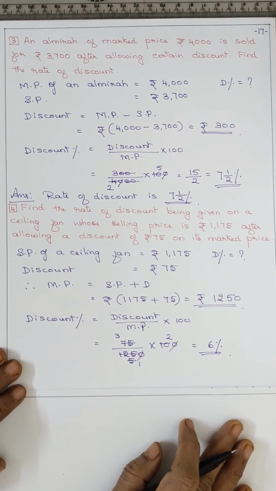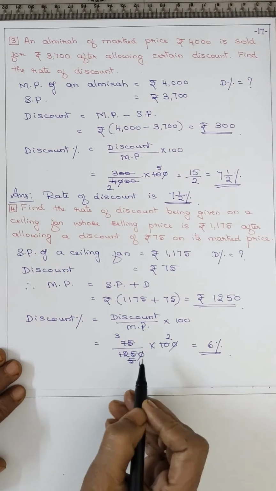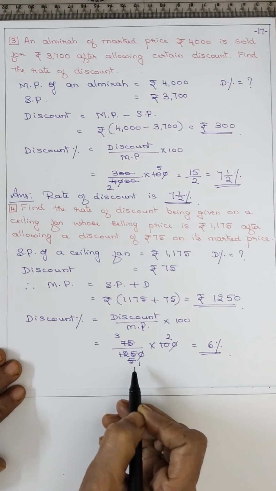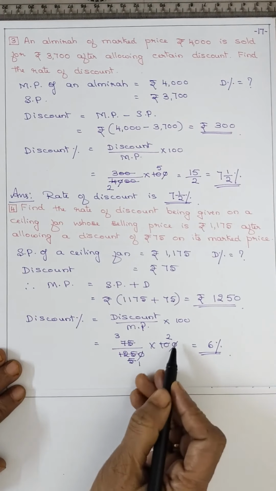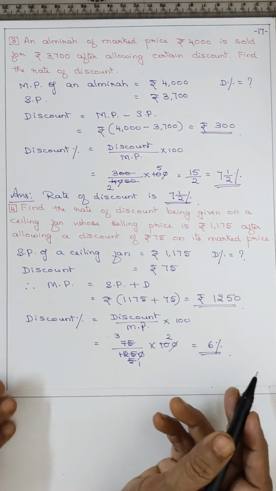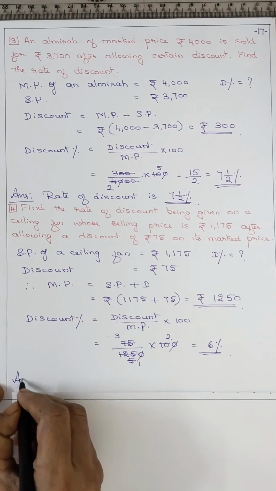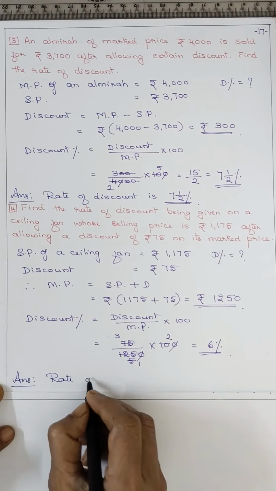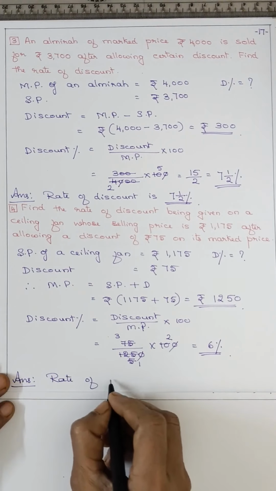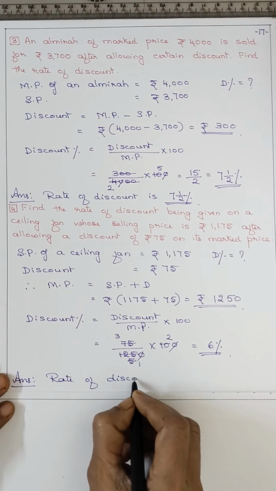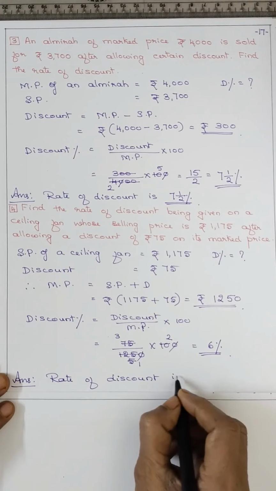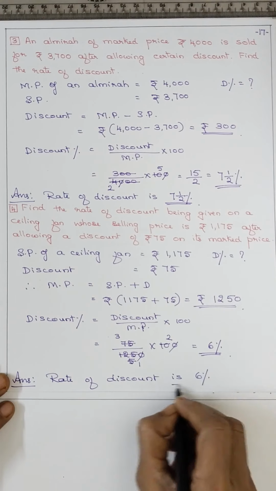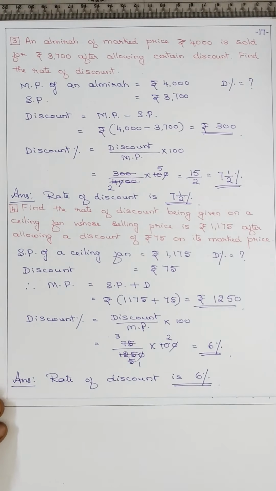Hope you understood. 25 3s are 75, 25 5s are 125, 5 1s are 5 2s are 3 2s are 6. So answer, rate of discount, I am sorry, is 6%. Rate of discount.